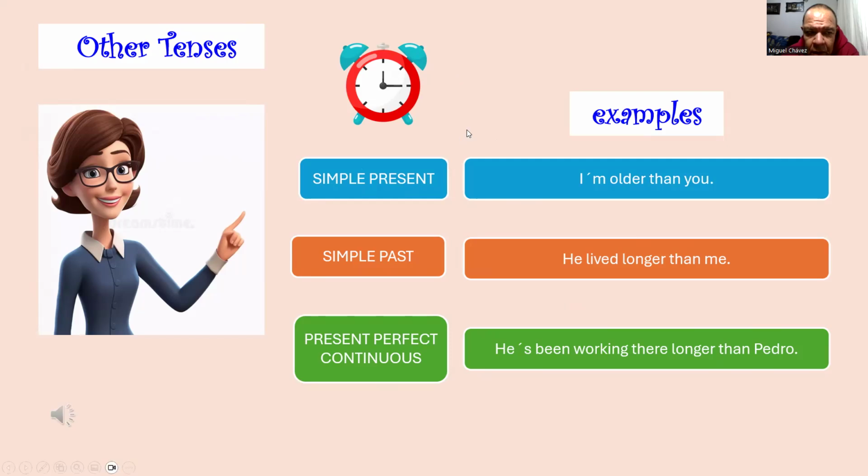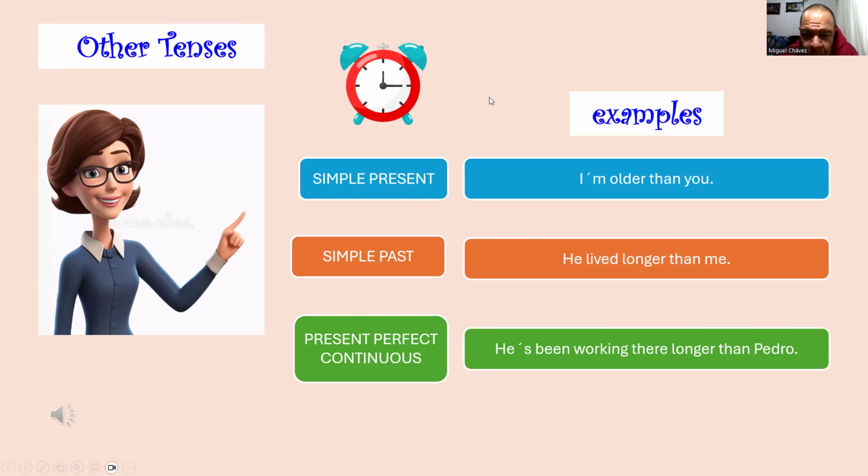Questions and negative sentences in the comparative and superlative follow the same rules of verb tenses as any other sentence. Since we are talking about adjectives, they don't change the form of the verb. We use past, present, or future as usual, and the adjective is simply there. For instance, simple present: I'm older than you. Simple past: he lived there longer than me. Present perfect continuous: he's been working there longer than Pedro.